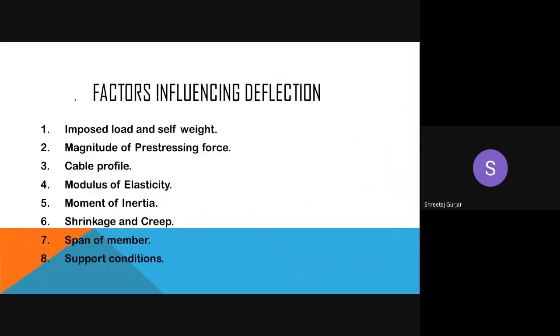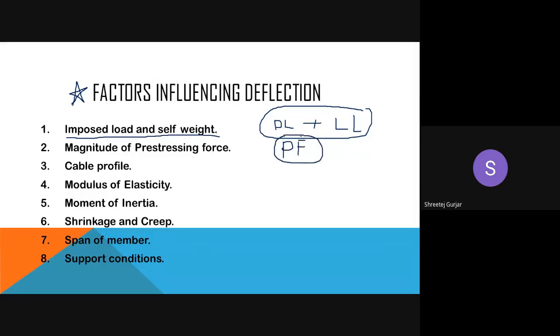Moving on, what are the various factors that influence your deflection? So the first and foremost factor that you can easily tell is the imposed load and the self-weight, right? The dead load and the live load. These are the main factors which will cause deflection in your beam. Other than that, we know we are dealing with pre-stressing forces, right? So pre-stressing force is the second thing which causes deflection in your beam.